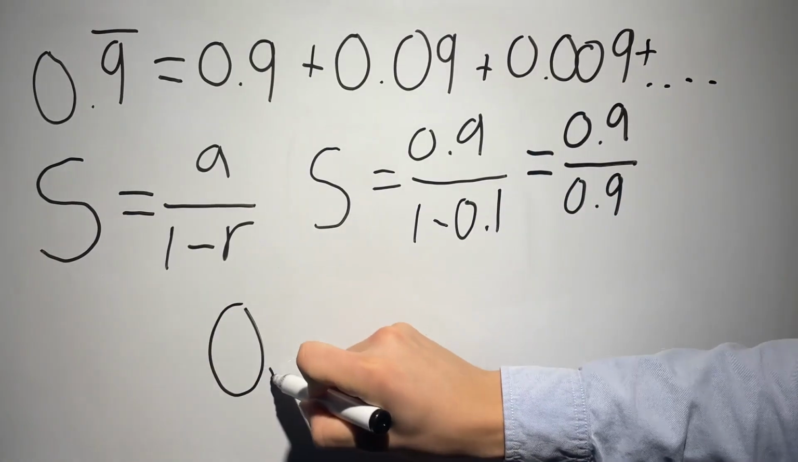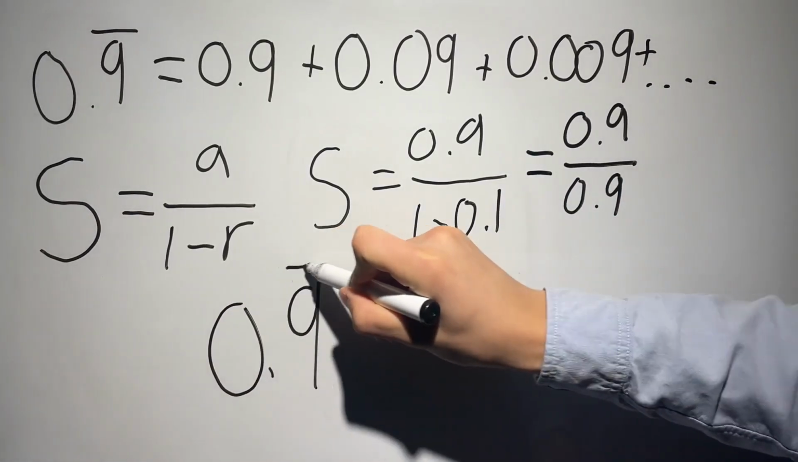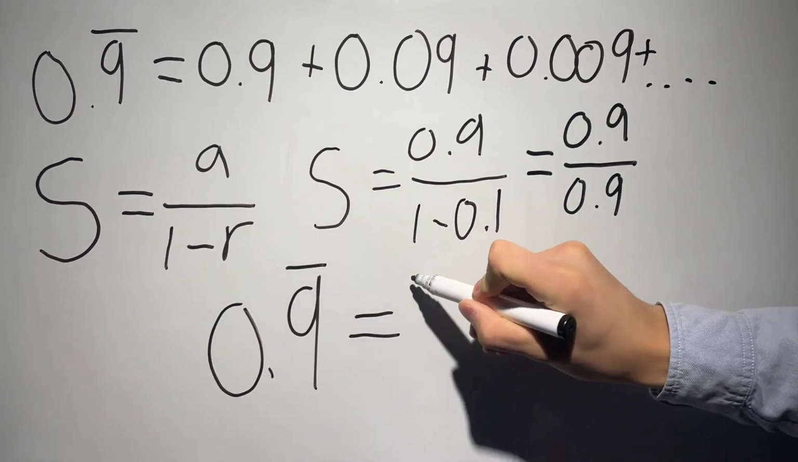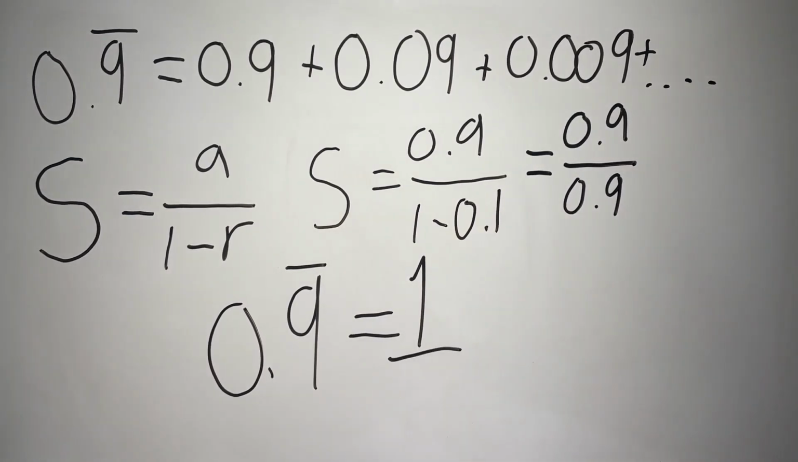Both proofs, the first one and the second one, show that 0.9 repeating is exactly equal to 1. It's a great example of how math can sometimes be a little concerning, but always beautiful once you understand the reasoning.